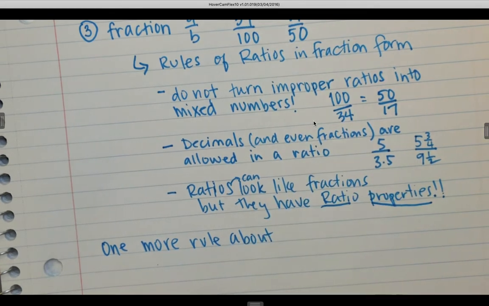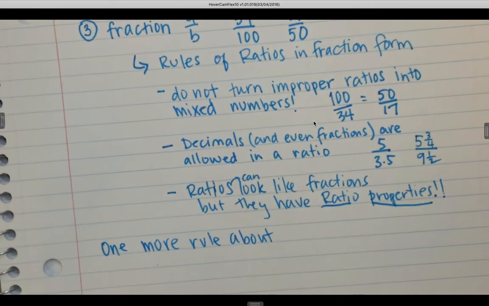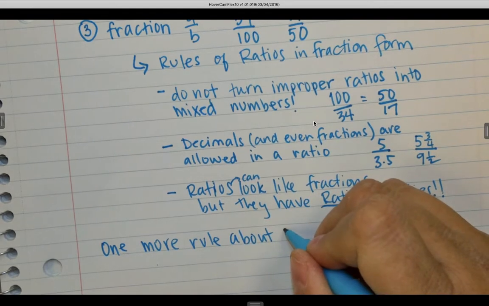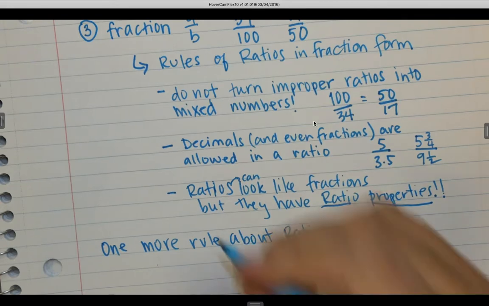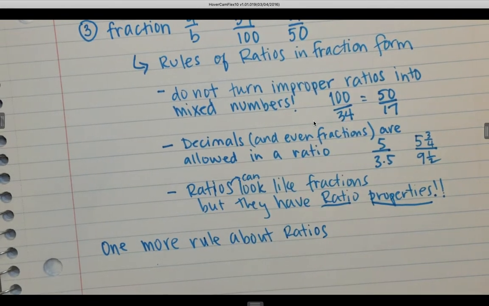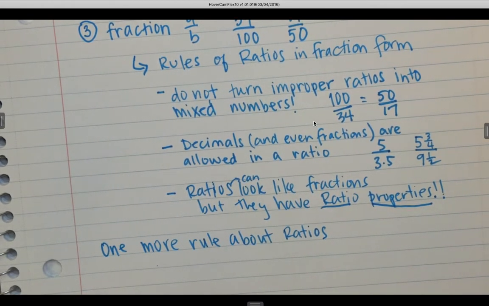And this doesn't matter if it's in fraction form or any of the other forms. One more rule about ratios that will become extremely important, again, as we go deeper into the chapter.